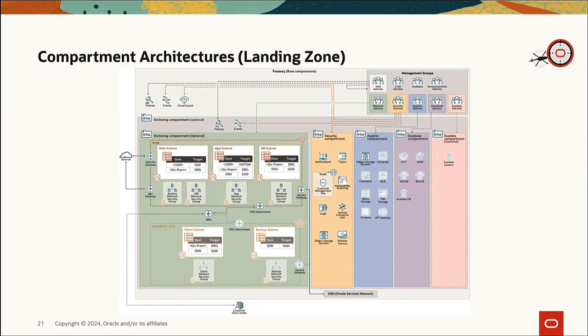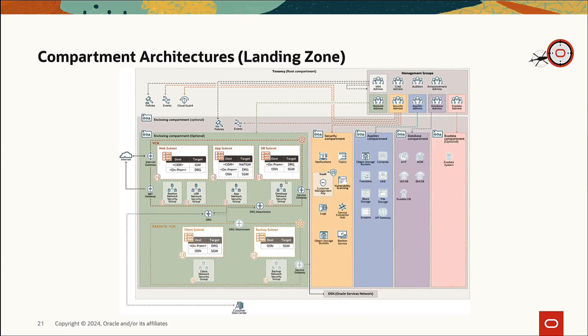Logically, I can separate and group my different types of resources. I have a database compartment. I have a security compartment for all my security-related resources like logging, object storage, and vaults to manage keys, etc. And then I have a network compartment, which is the green compartment that has all my VCNs, and inside my VCNs, I have my subnets.